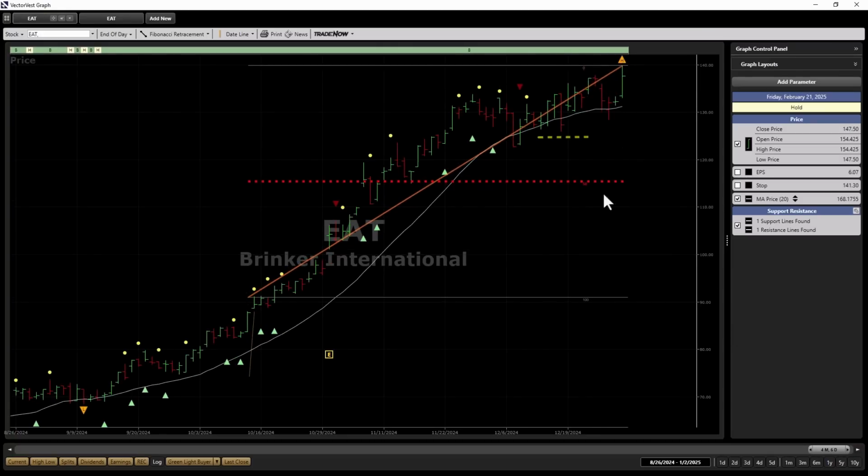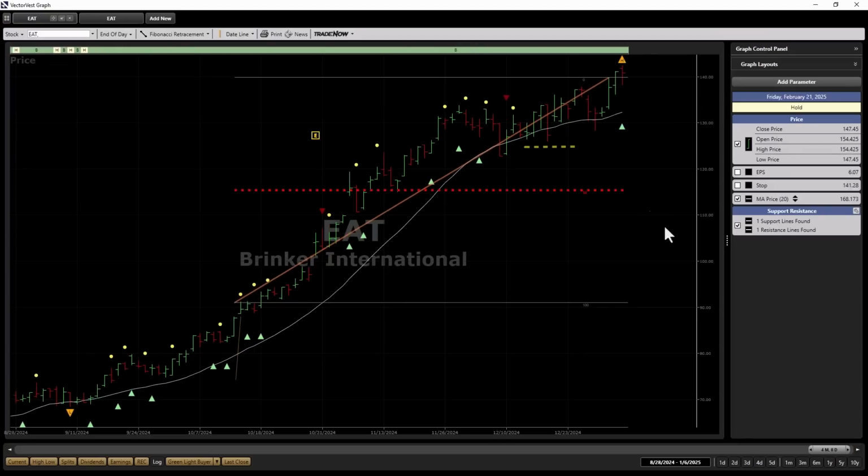And again, we're just monitoring. Whatever stop is closest, which happens to be this one, is my stop. That's my hard stop in this trade right now. Keep going. All right.